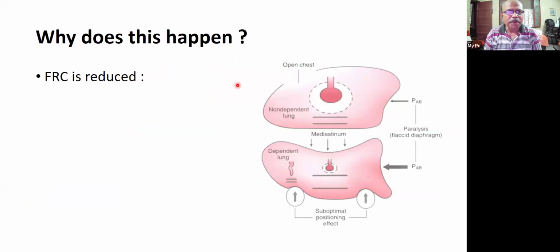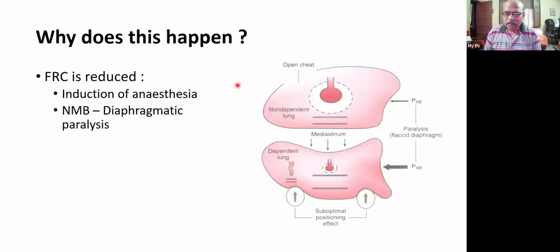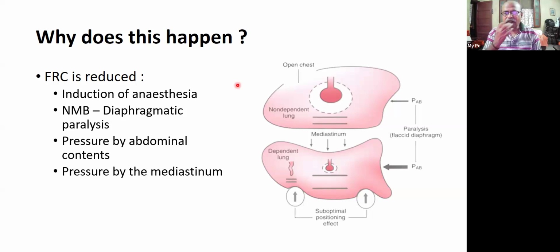Now, why does this happen? Because FRC is getting reduced. So, the induction of anesthesia, number one. The use of neuromuscular blocking agents causing diaphragmatic paralysis. So there is more pressure of the abdominal contents over the diaphragm. Pressure of the mediastinum. You can see here the mediastinum is falling over the dependent lung.